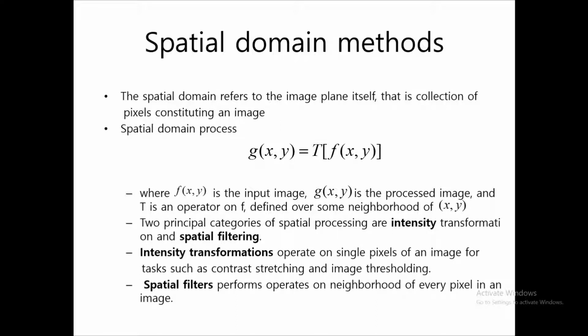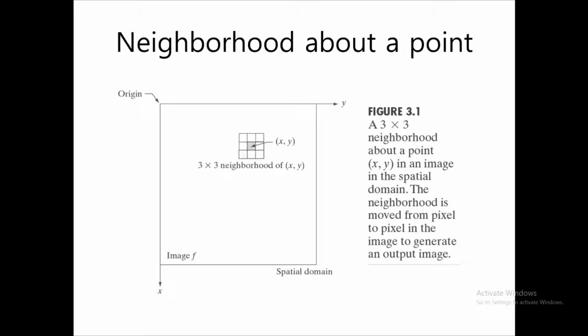Intensity transformations operate on a single pixel of an image for tasks such as contrast stretching and image thresholding, whereas spatial filters operate on the neighborhood of every pixel in an image. The neighborhood of a point (x,y) is usually a square sub-image centered at the point (x,y). You can see it here in the figure.